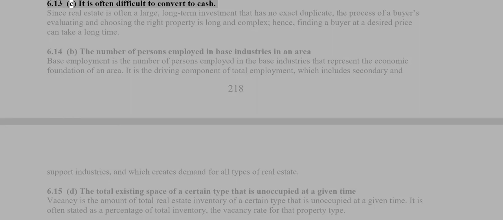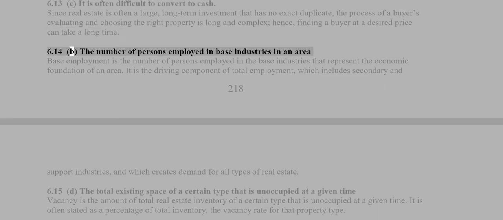6.13 C. It is often difficult to convert to cash. Since real estate is often a large, long-term investment that has no exact duplicate, the process of a buyer's evaluating and choosing the right property is long and complex. Hence, finding a buyer at a desired price can take a long time.